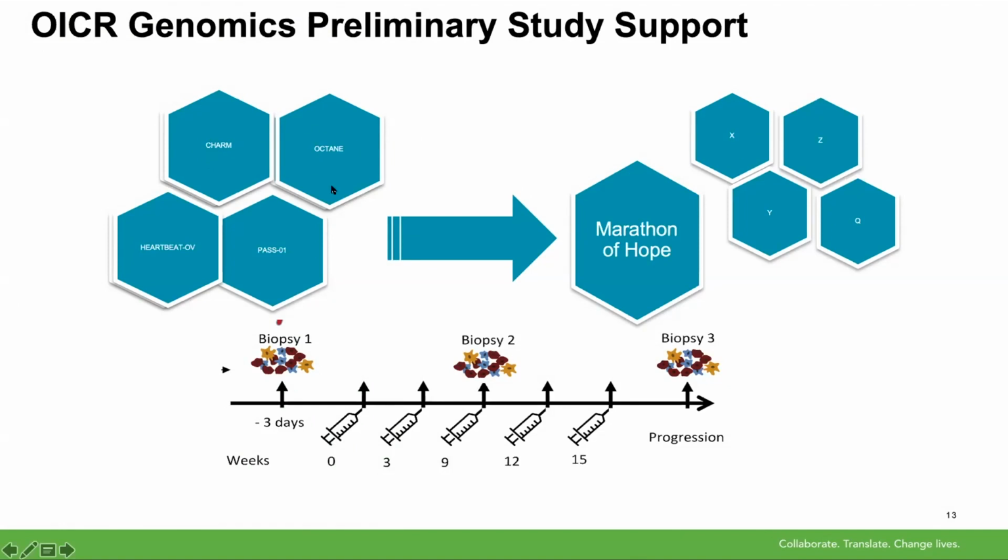We have the Ontario-based study Octane, which will also contain whole genome, whole transcriptome reporting. We have a gynecological study with UHN called Heartbeat OV. And finally, PASO-1, a pancreatic ductal adenocarcinoma study that will be launching soon. And all of these studies start to stream data back to medical reports in anticipation of the launch of the Marathon of Hope series of studies, which will form the vast majority of our research platform in the coming months.